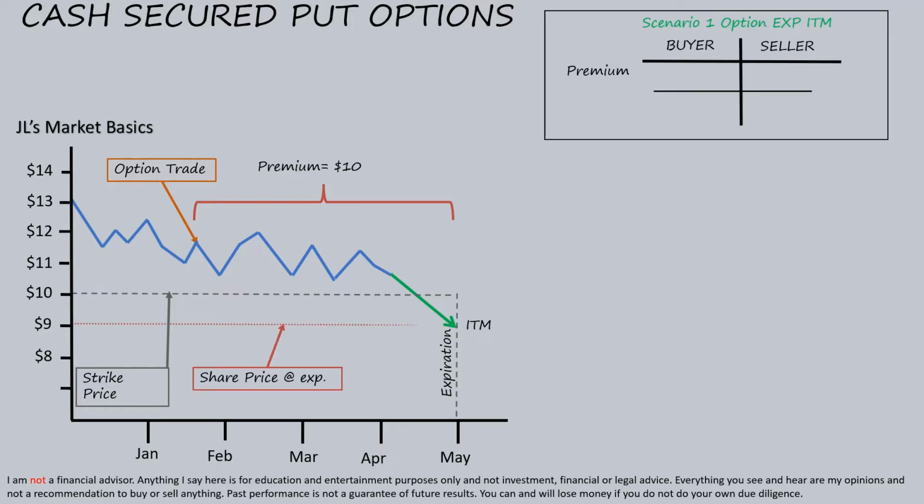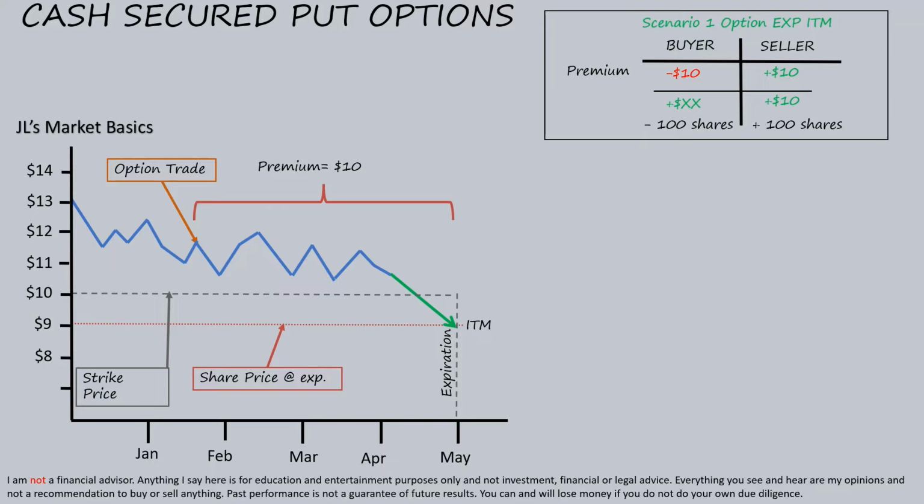In scenario 1, the share price is at $9 at expiration. The buyer paid $10 for the contract and the seller collected $10 for selling the cash secured put. It is in the money. The buyer has two options. The buyer can sell the contract for its intrinsic value, or because the option is in the money, the buyer has the right to exercise the contract and sell 100 shares of the underlying stock at $10 per share to the seller, leaving the seller with a gain of $10 plus 100 shares.